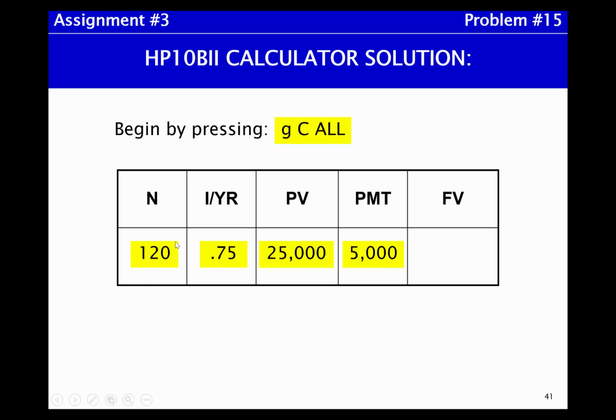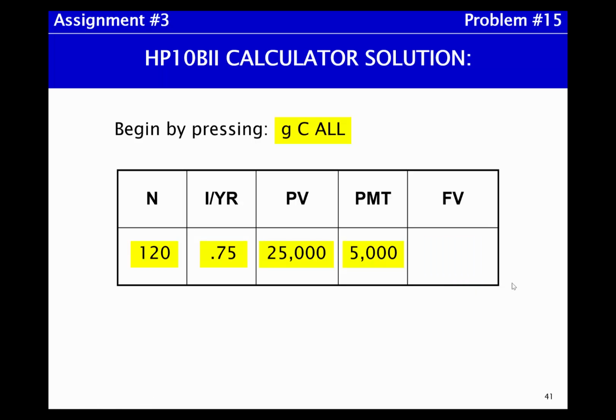On the financial calculator, you can do this in one step using the 5-key approach. Put in 120, press N, put in 0.75 I per year. Now both these are going to have the same sign, 25,000 present value, 5,000 annuity payment. Why? Because the 25,000 is in the account, 5,000 is going into the account. When we press the future value, we'll get a negative answer. It's representing the amount we could then take out of the account.